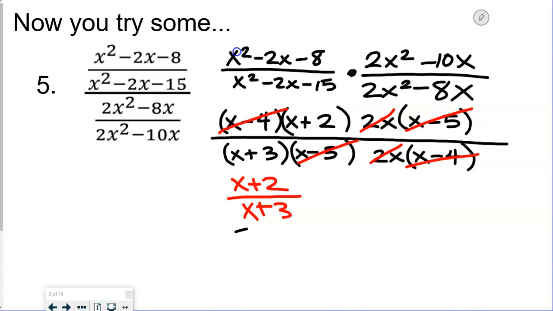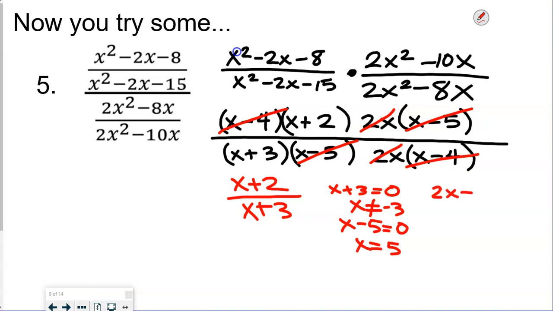Now, if we were to talk about the excluded values on this one, there's more of them, right? So x plus 3 equals 0, so x cannot equal -3. x minus 5 equals 0, so x cannot equal 5. 2x equals 0, divide both sides by 2, so x cannot equal 0. And then x minus 4 equals 0, so x cannot equal 4, okay? Again, I'm just doing that to keep it refreshed in y'all's minds.